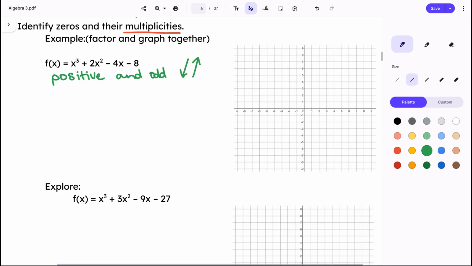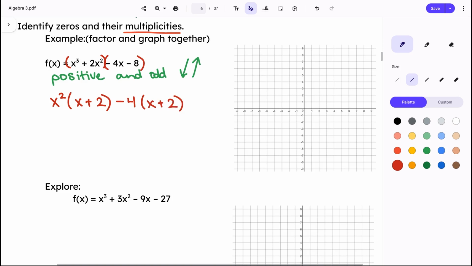Now let's think about factoring this. If we put parentheses around the first set and the second set, what can we take out of those first 2 terms? X squared. And that would leave me with x plus 2. And then what can I take out of my second set? -4. Good. And that leaves me again with an x plus 2.